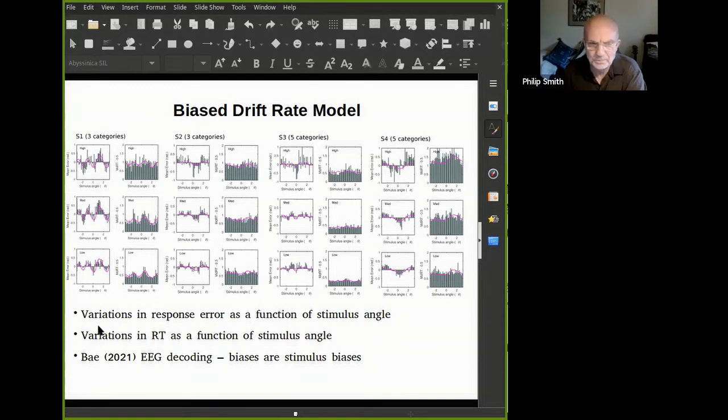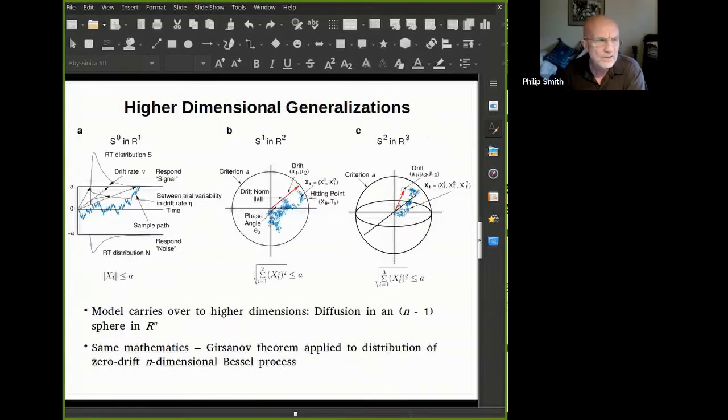Interestingly enough, Bay recently published an EEG decoding study where he decoded representations in visual working memory and concluded that the biases are in fact stimulus biases in the representations rather than response biases, which fits nicely with the way we're conceptualizing them. Okay, well, that's the circular diffusion model. So let's now move on through the dimensions.